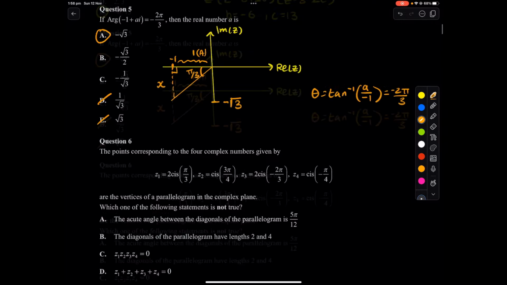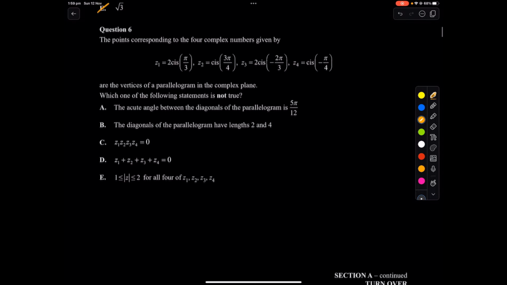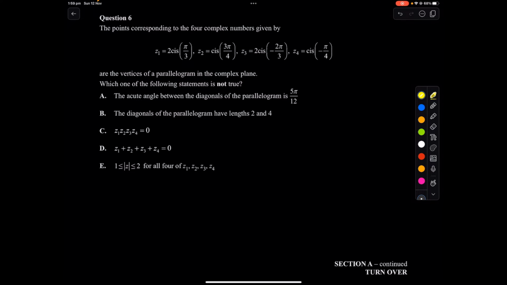All right, so let's look at question 6. Question 6 says the points corresponding to the 4 complex numbers given here are the vertices of a parallelogram in the complex plane. Which of the following statements is not true? The acute angle between the diagonals of the parallelogram is 5 pi on 12. The diagonals of the parallelogram have a length of 2 or 4. Look, it's very hard to visualize this, so what we want to do is draw a diagram to visualize this nicely.